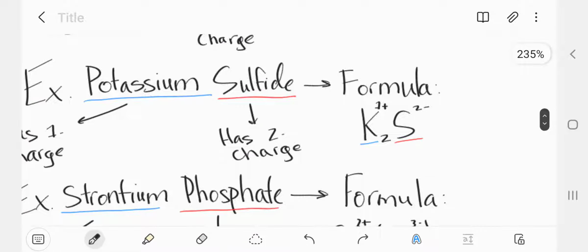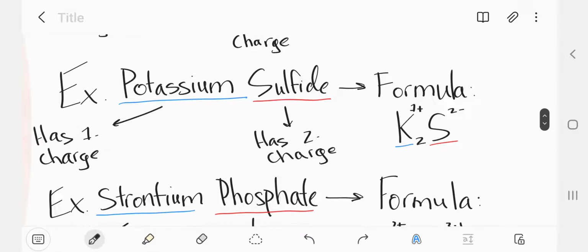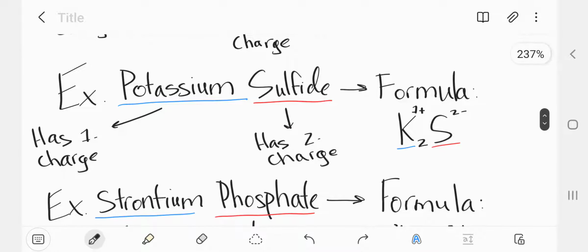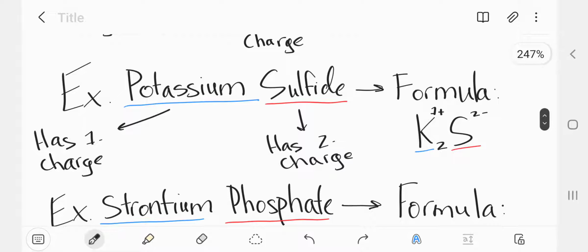Another example, potassium sulfide. First we're going to look at potassium. We see it's an alkali metal in group 1. It has a -1 charge as an ion. Good to know. Now we look at sulfide. This stems from sulfur, right? You can tell it's going to be sulfur. If we look at sulfur on a periodic table as an ion, it has a -2 charge.